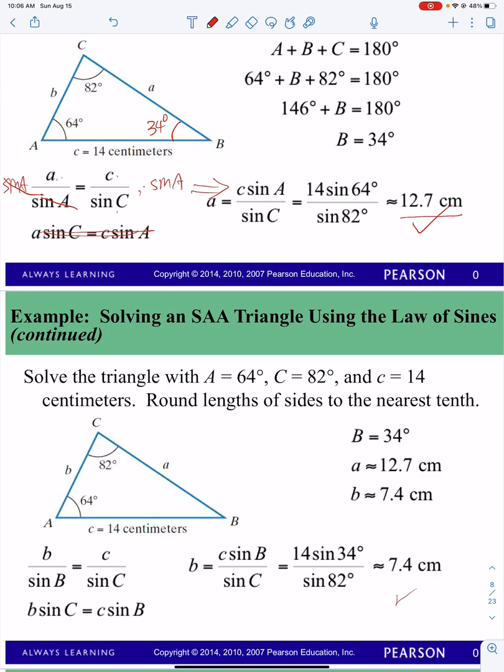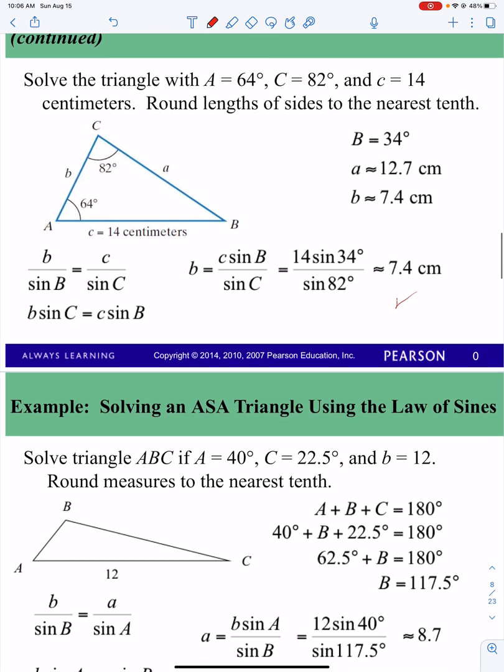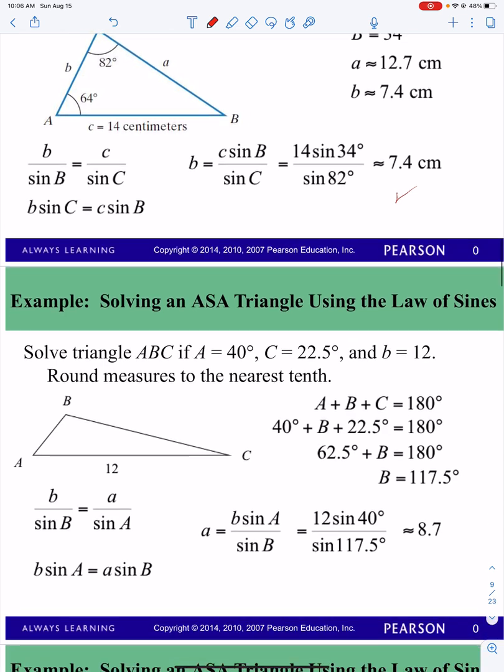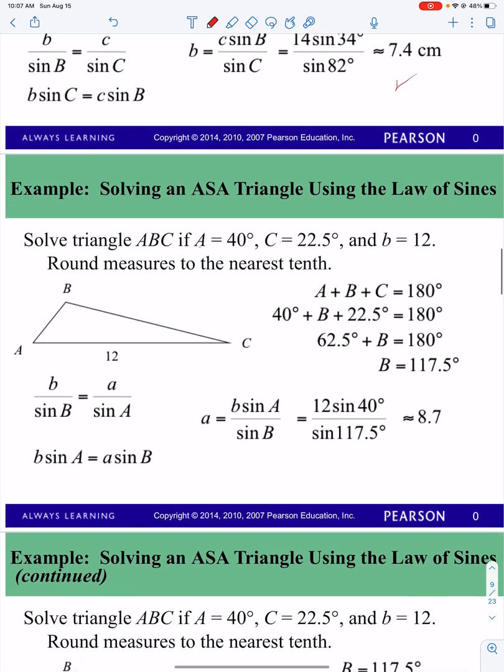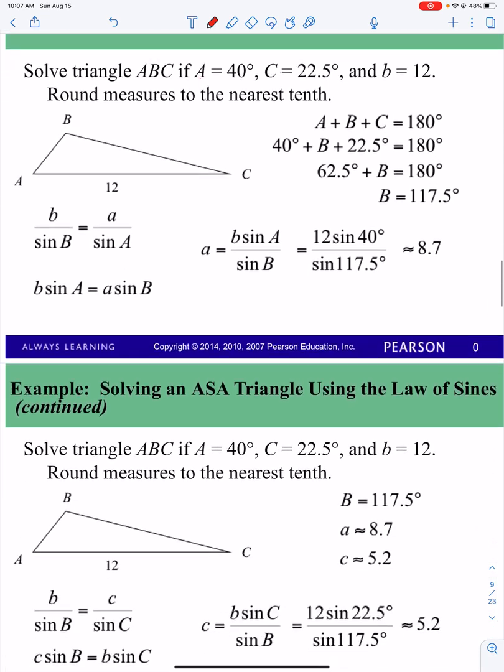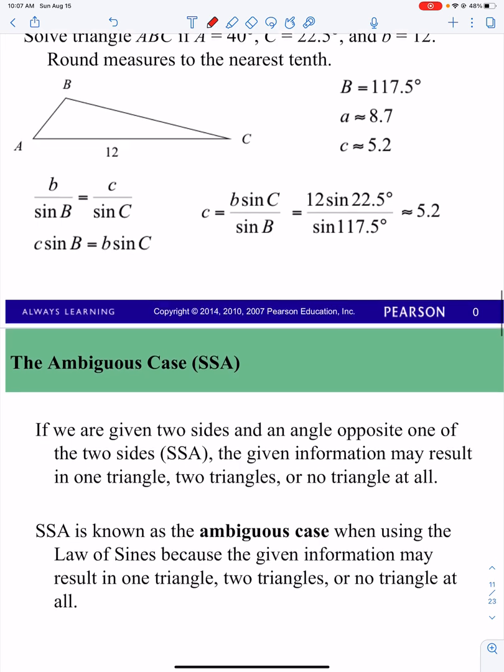So this is if you are given two angles and one side. Another one is ASA. For me, I consider these two cases the same, because once you are given two angles, the third angle is given automatically. So I will not do this one.